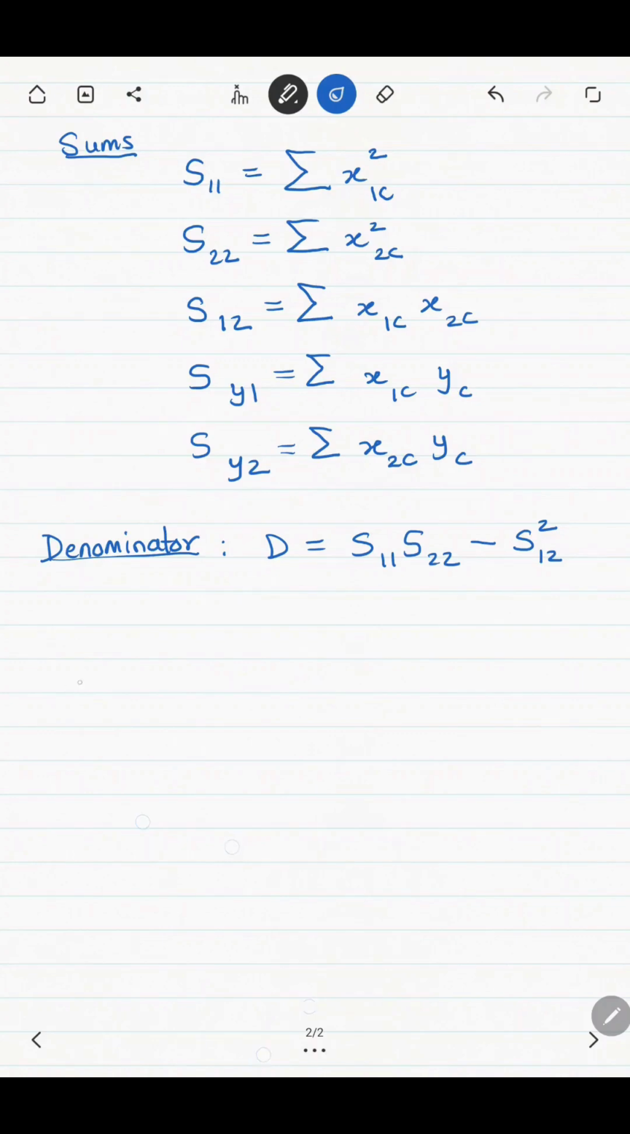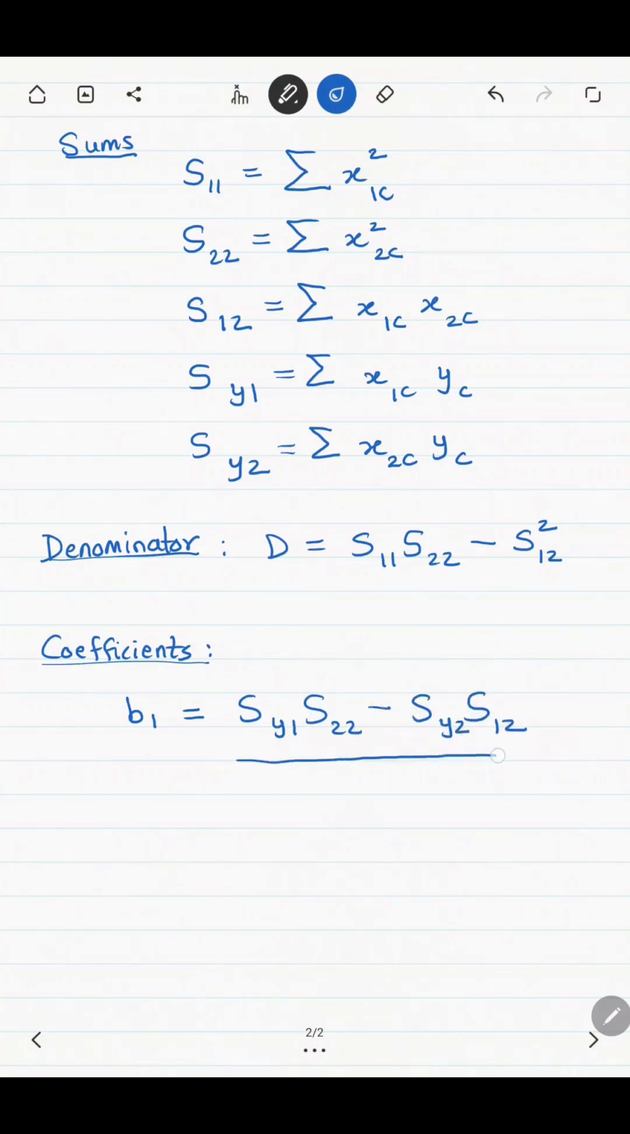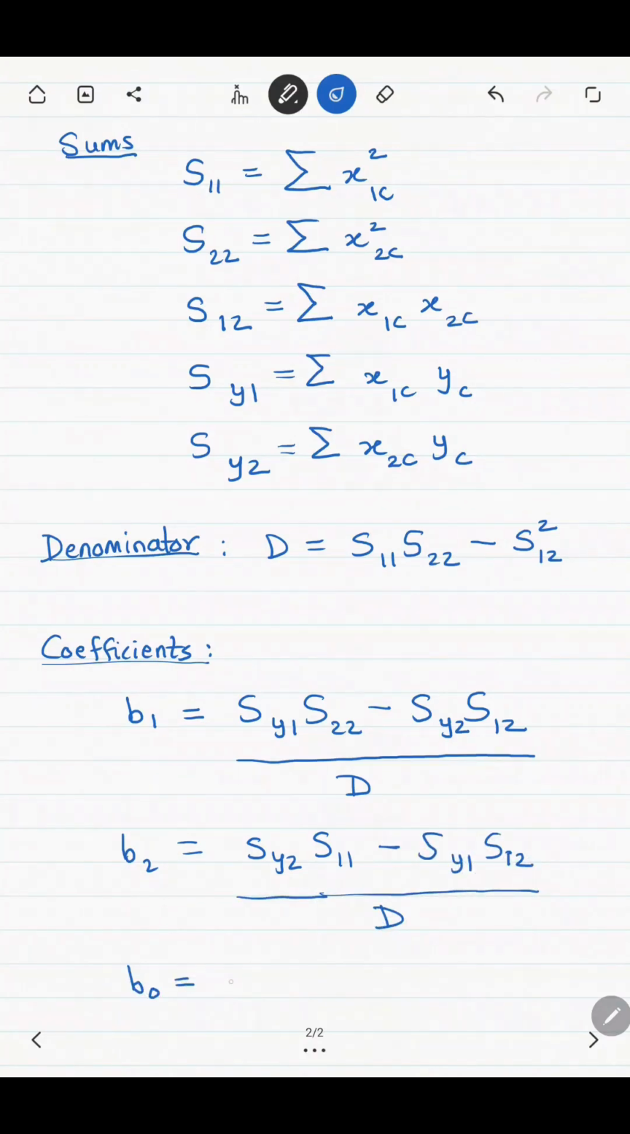Then the coefficients will be given by these formulae. B1 is equal to SY1 S22 minus SY2 S12 divided by D. B2 is equal to SY2 S11 minus SY1 S12 divided by D. And the intercept will be given by B0 is equal to mean of Y minus B1 times mean of X1 minus B2 times mean of X2.